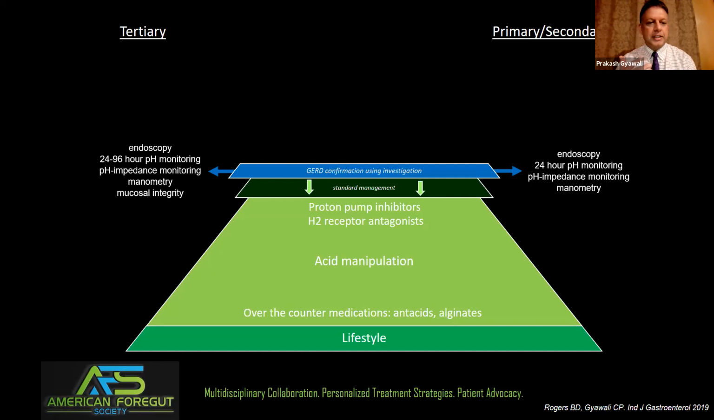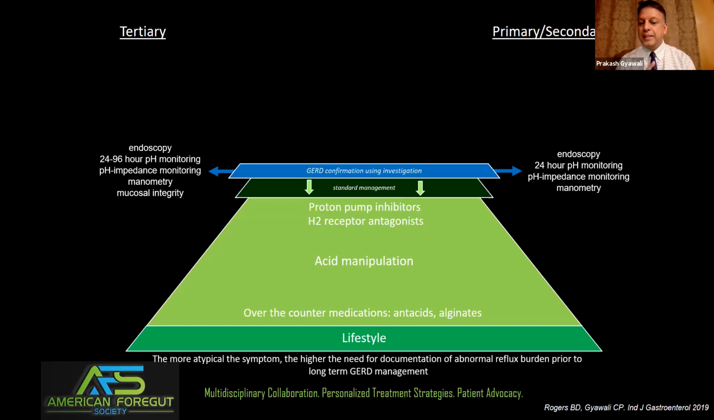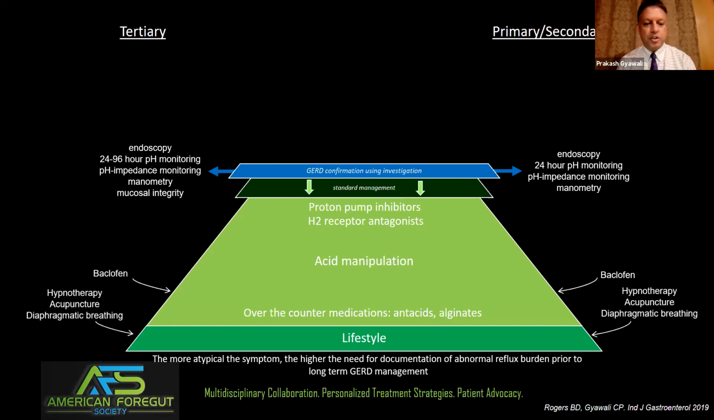And you can see that the availability of tools is slightly higher at the tertiary end compared to the primary and secondary end. The more atypical the symptom, the higher the need for documentation of abnormal reflux burden prior to long-term GERD management of any kind, because many of these patients with atypical symptoms do not have true reflux. Baclofen is an adjunct. If you have these mimickers of reflux, sometimes these adjunctive approaches help. Diaphragmatic breathing can actually help reduce numbers of reflux events.